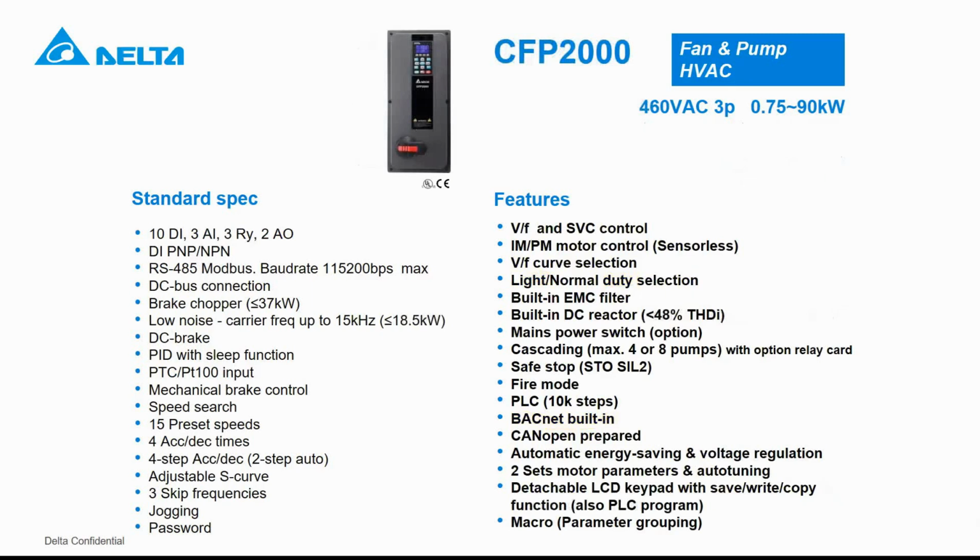And then I'll move on to the CFP2000. This is our IP55 drive. And while the firmware is completely identical to the CP2000, there are some significant differences in hardware. So for instance, the built-in EMC filter does not stop at 37 kilowatt, but it goes all the way up to 90 kilowatts, so that's through the whole power range of the motor. And also the built-in DC reactor is present through the whole power range. In the CP2000, it's only from 45 kilowatt and above.